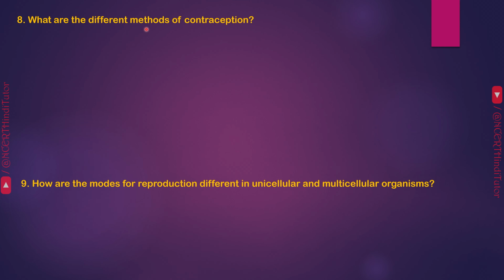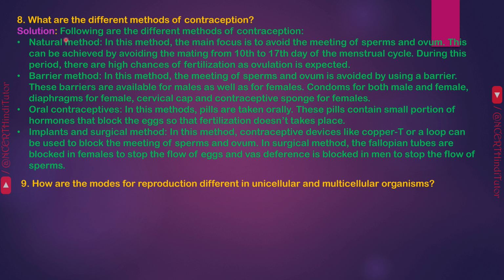Question 8. What are the different methods of contraception? Answer. Following are the different methods of contraception. First, natural method. In this method, the main focus is to avoid the mating of sperms and ovum. This can be achieved by avoiding the mating from 10th to 17th day of the menstrual cycle. During this period, there are high chances of fertilization as ovulation is expected. Barrier method. In this method, the mating of sperms and ovum is avoided by using a barrier. These barriers are available for males as well as for females. Condoms for both male and female, diaphragms for female, cervical cap and contraceptive sponge for females.